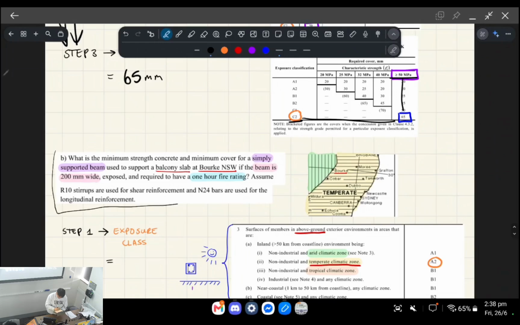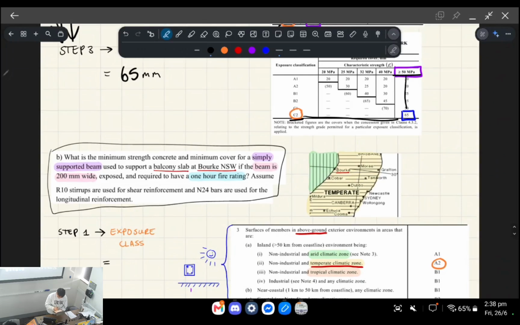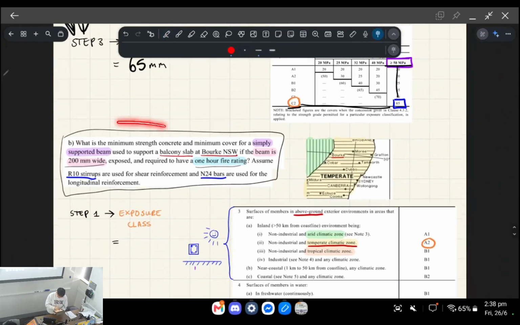So this is part B. What is the minimum strength concrete and cover for a simply supported beam used to support a balcony slab in Bourke, New South Wales, if the beam is 200 millimeters wide, exposed, and required to have a 1 hour fire rating? This information is not redundant. Assume R10 stirrups are used for the shear reinforcement and N24 bars are used for longitudinal reinforcement. This question is super packed with information. You need to consider every single part of the wording.